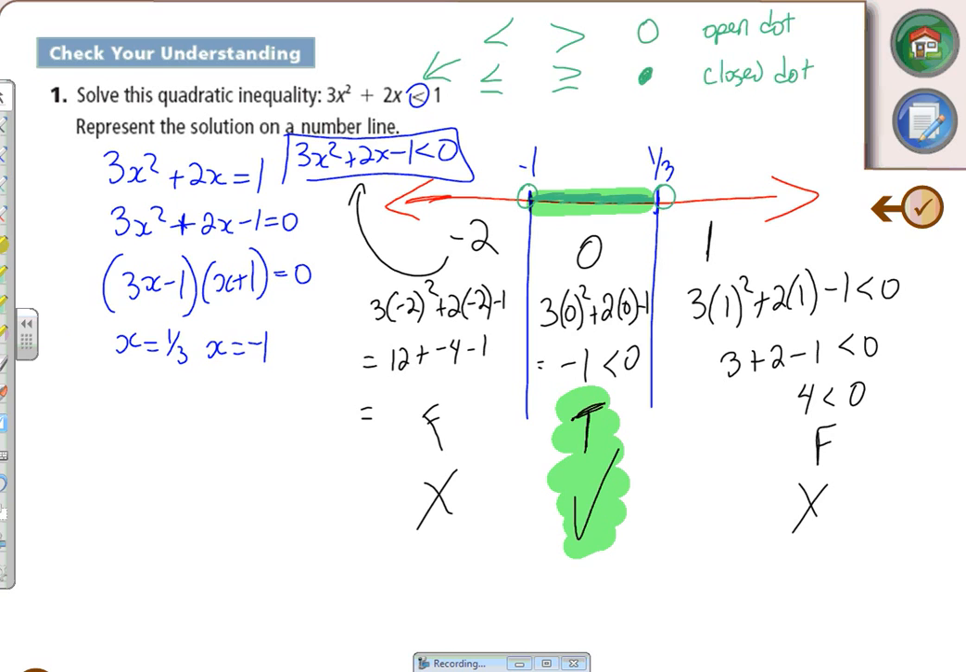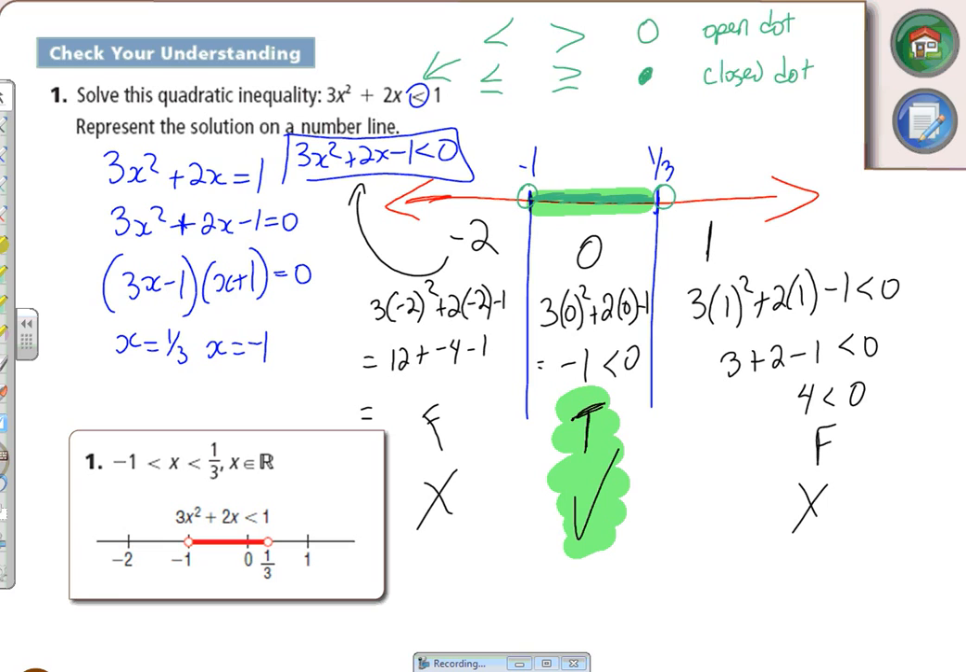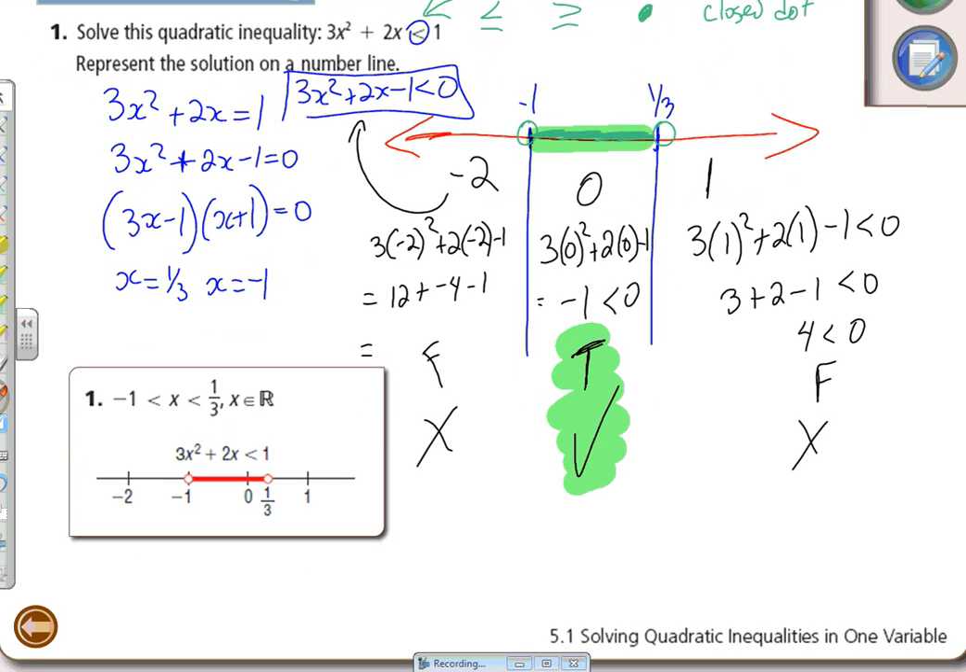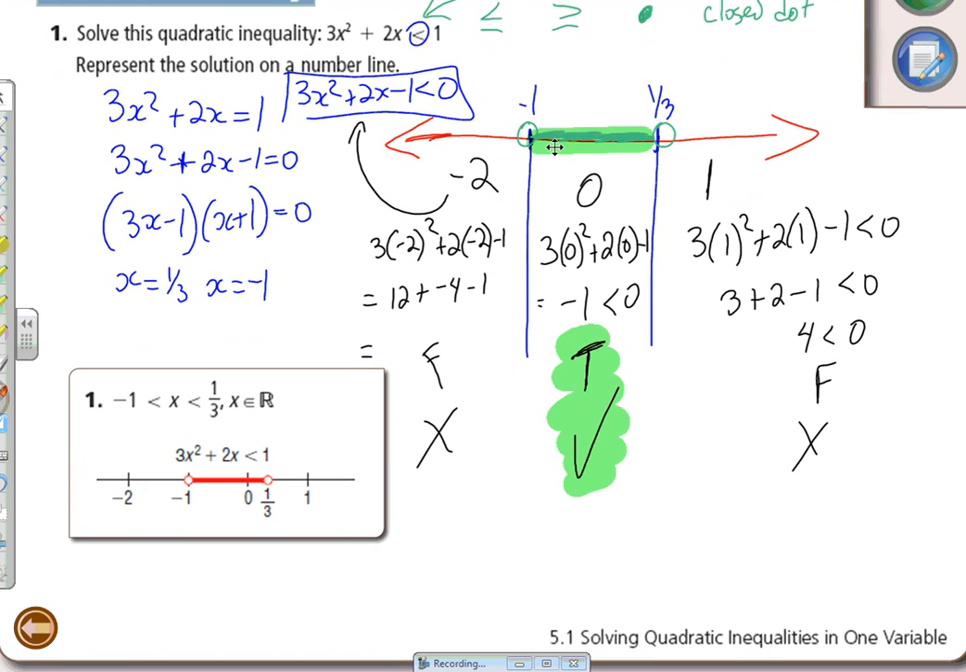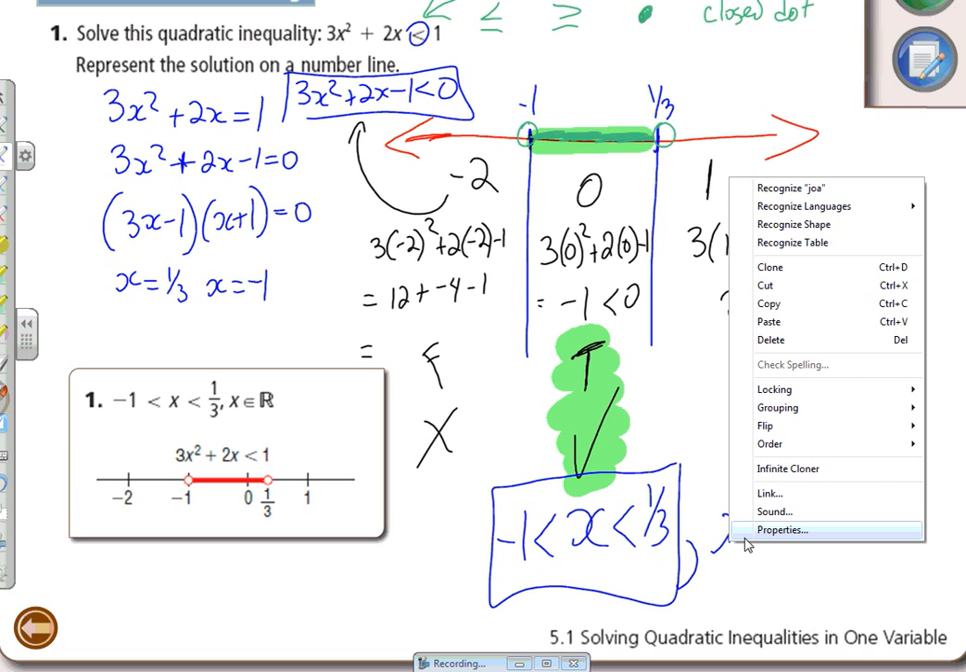Okay. So just to show you a nice, prettier version of it, it looks like this. And then I give my solution, which I forgot to write there for you. Your solution in this area is the x values are going to be between -1 and 1/3, and your alligator signs always go this way. But because the original did not have an equal, I do not put an equal on those two signs. There's your solution. There it is on the number line. You should always throw x in R on the end. Oops.